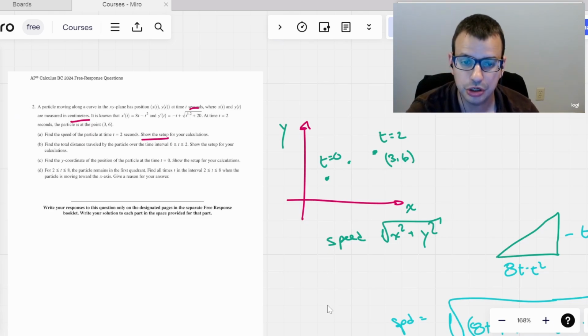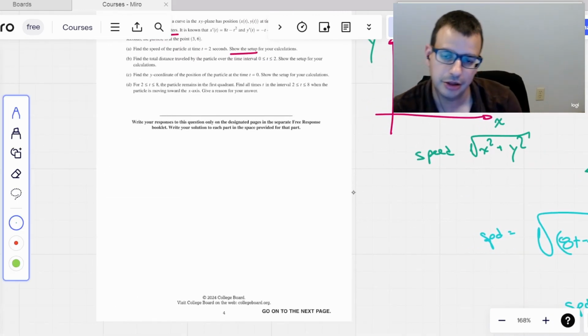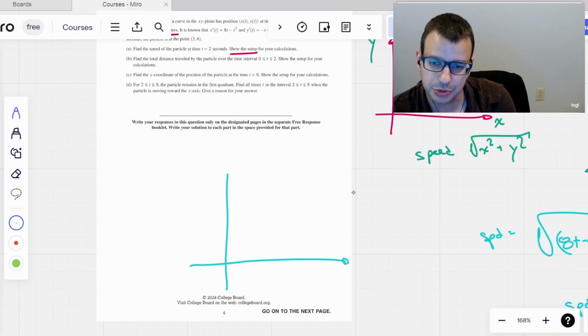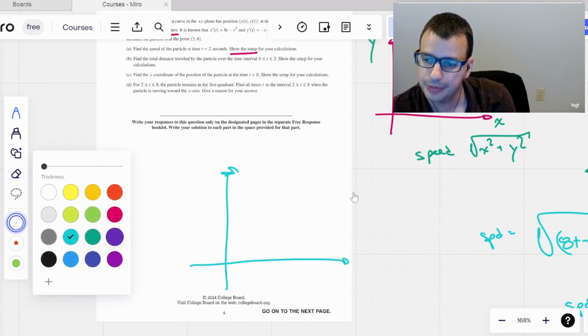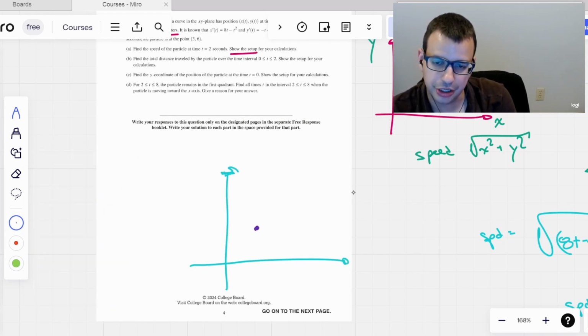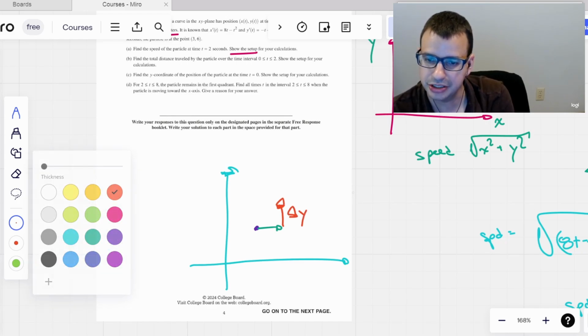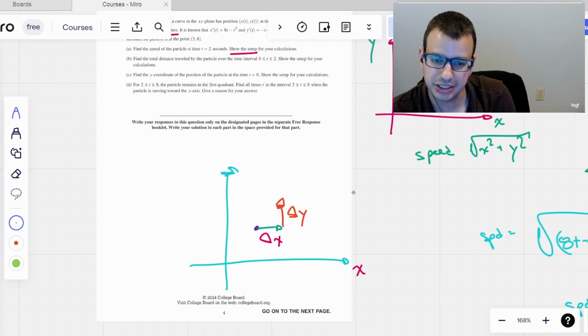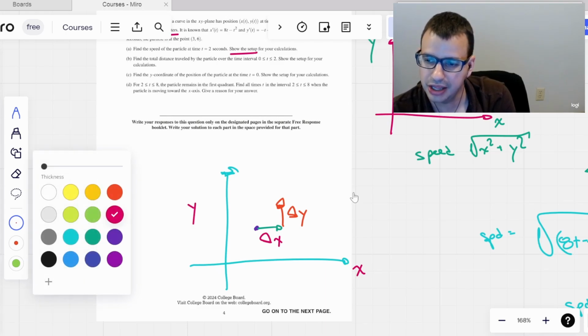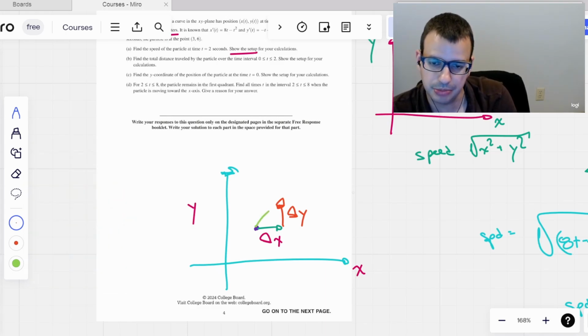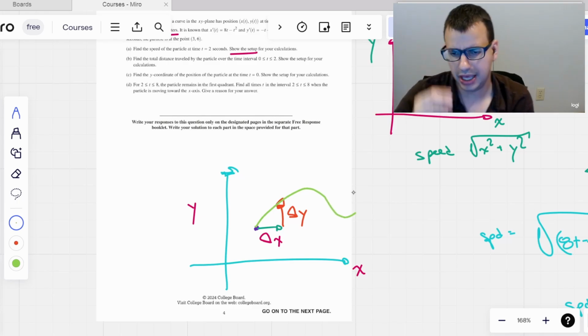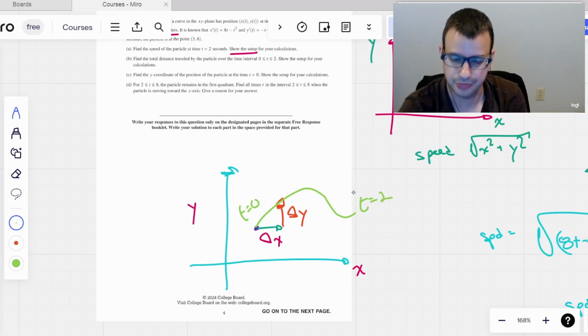Maybe not. So we're going to think of the arc length formula. So we have some sort of graph, and we start here, and we're told it has an x speed and a y speed. This will be delta y, this will be delta x. This is the x-axis, this is the y-axis. And the idea here is you're going to use this to build up a curve from t equals 0 to t equals 2.